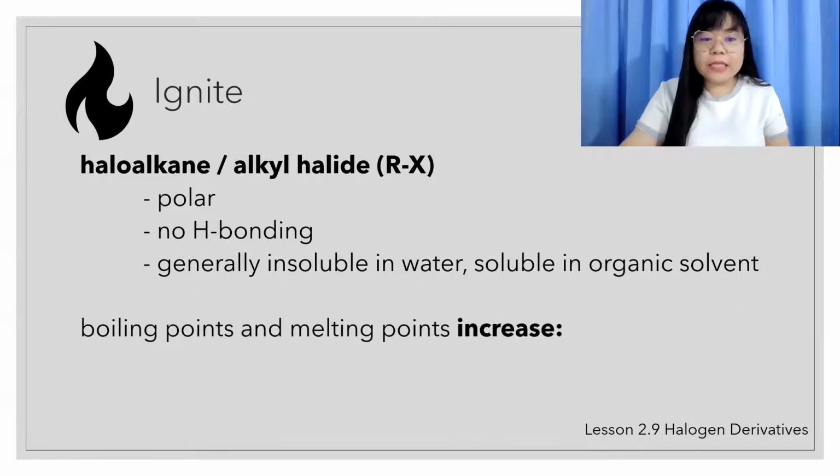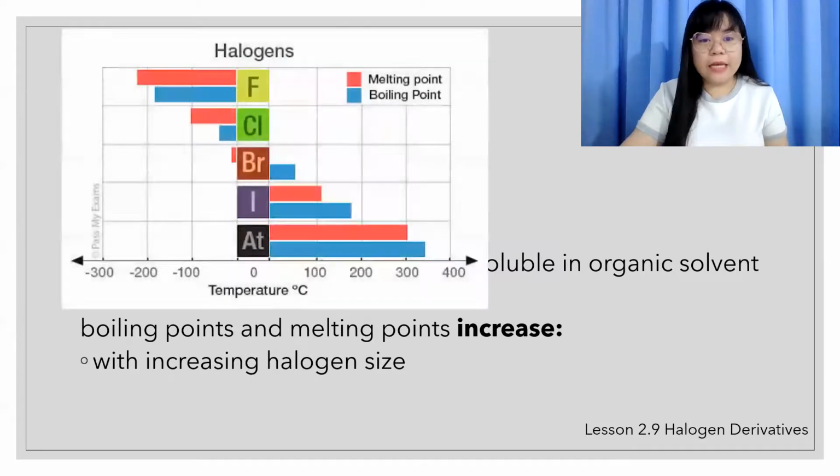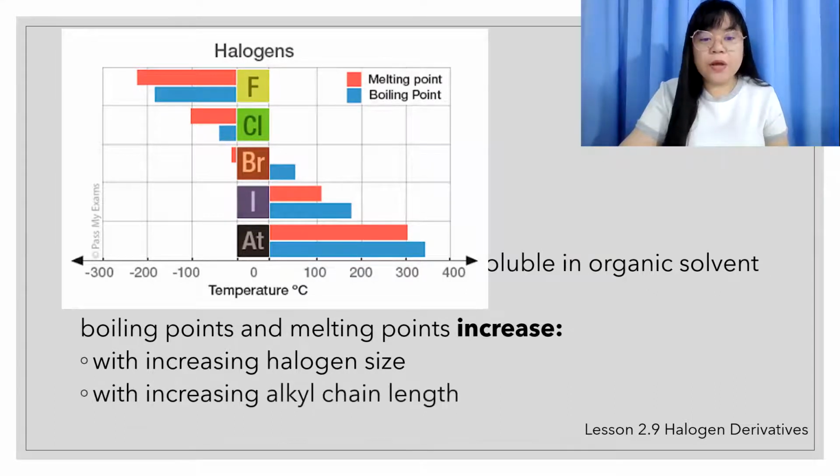So the boiling points and melting points of alkyl halides increase with increasing halogen size. That means from fluorine, chlorine, bromine, iodine, and astatine bonded to an R group, which forms the alkyl halide. So boiling points and melting points increase with increasing halogen size. Also, these properties increase with increasing alkyl chain length.